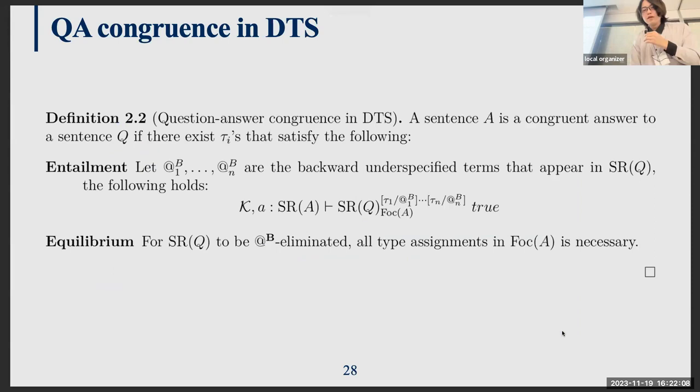Okay, this is the formal definition of congruence in dependent type semantics I proposed. The first condition says the semantic representation for the response must entail the semantic representation for the question. And the second condition says that for the semantic representation for the question to be eliminated, all type assignments in the focus context for the response are necessary. The second condition serves to rule out overfocusing.